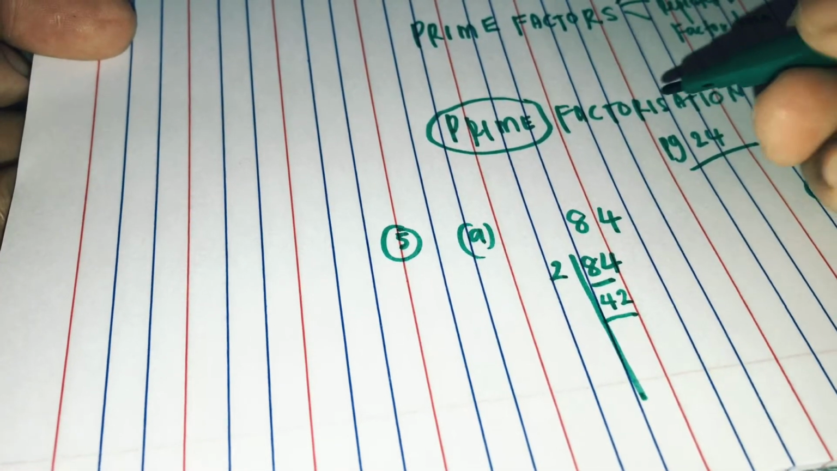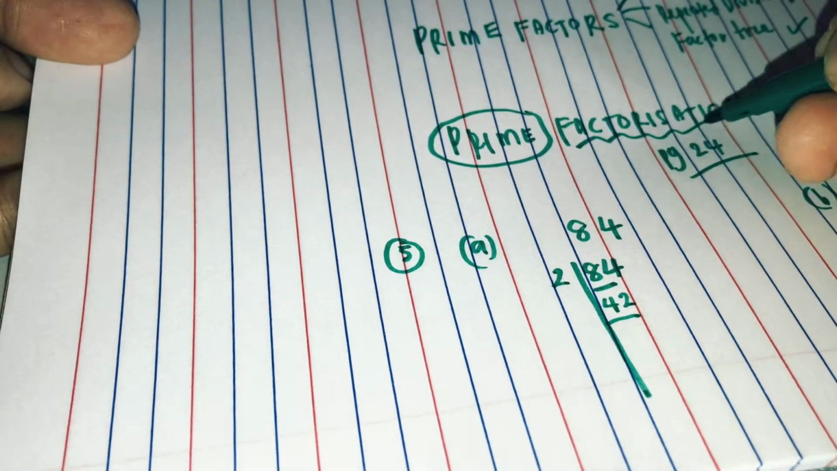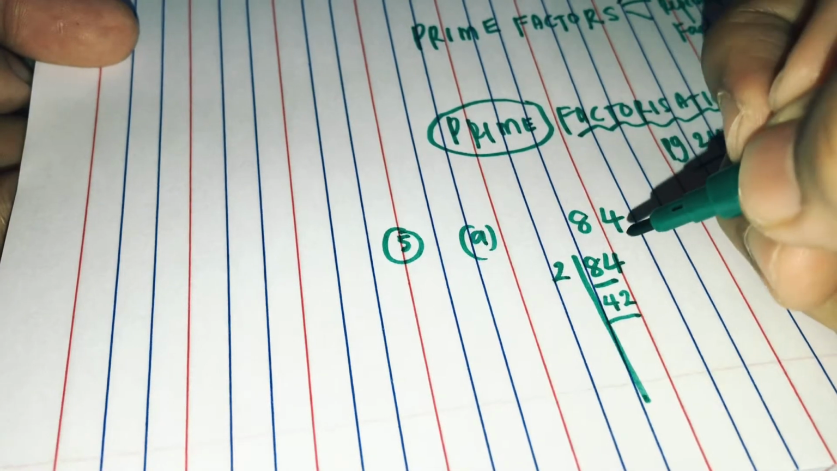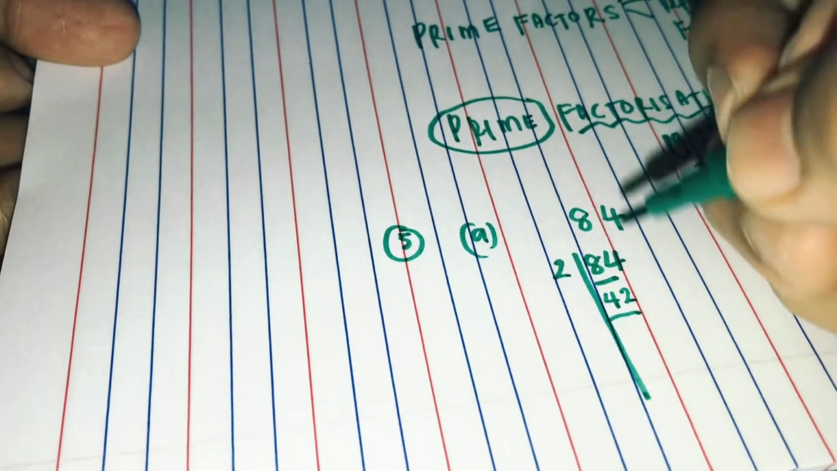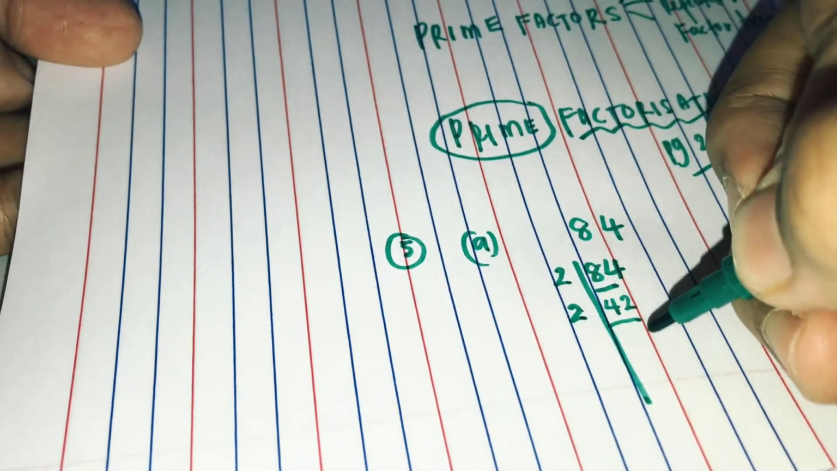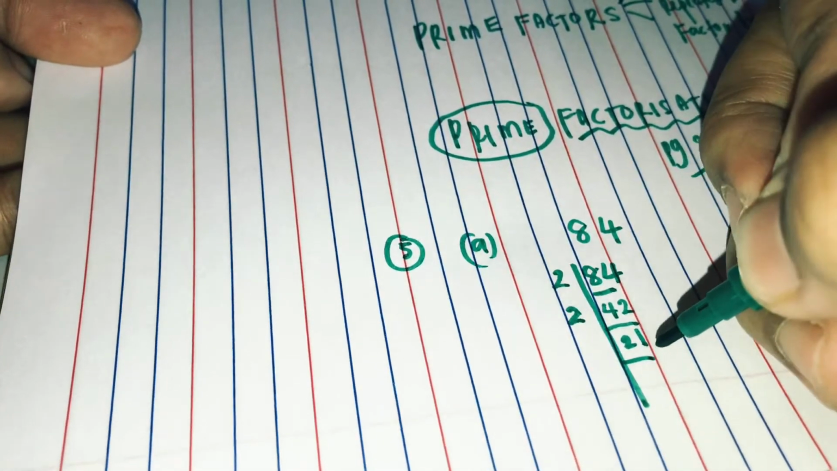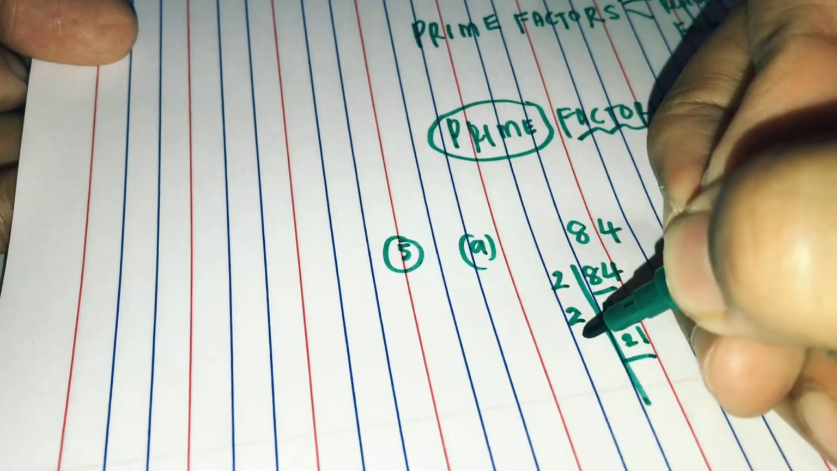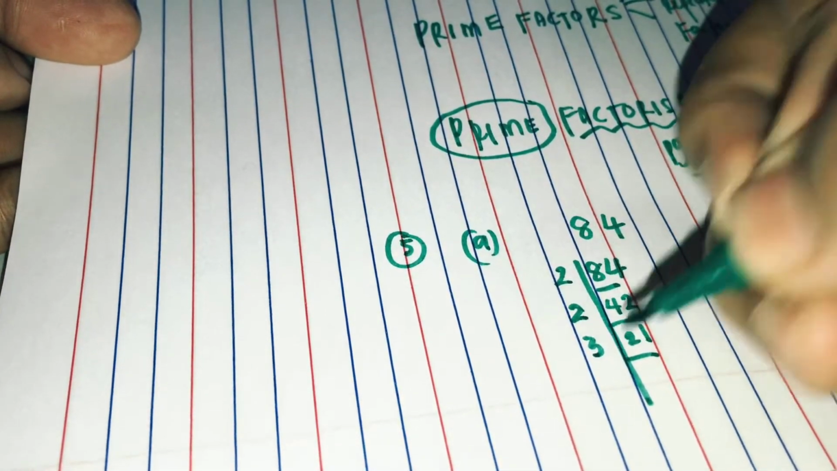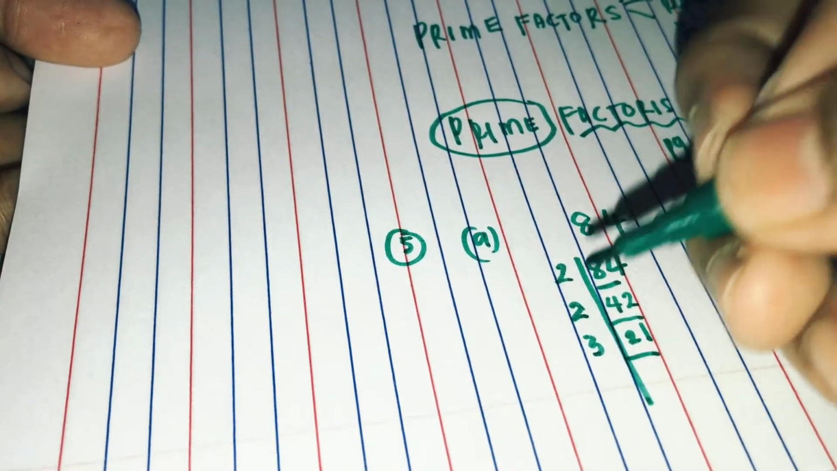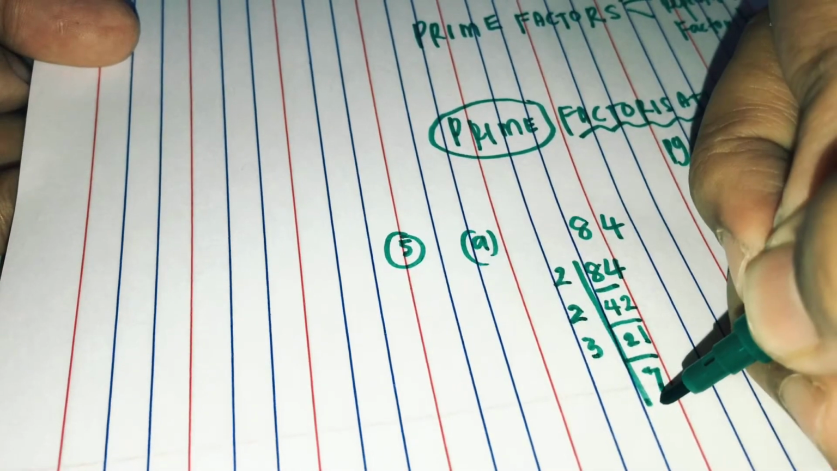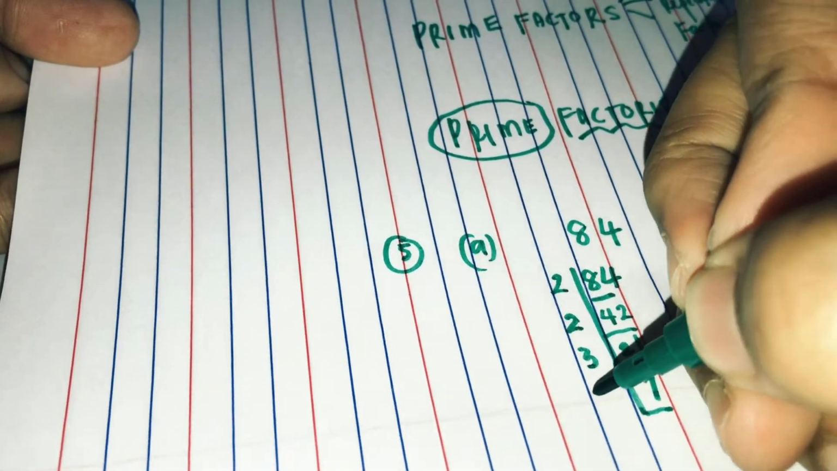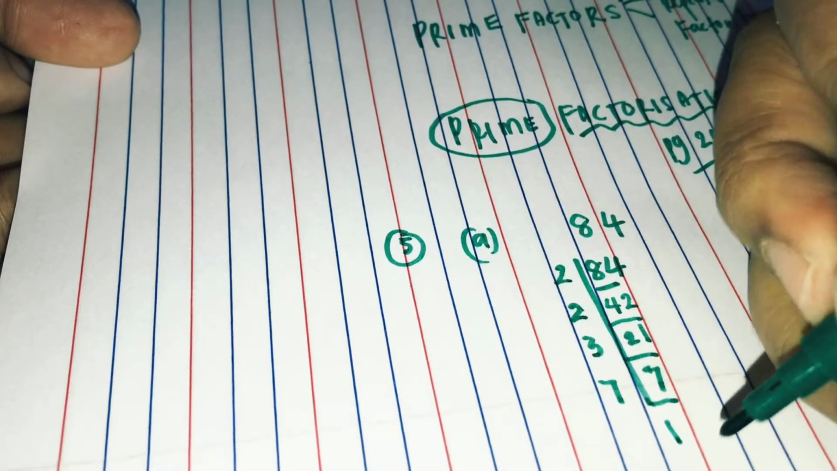But now the question wants to express in the form of prime factorization. 84 divide 2 is 42. 42 divide 2 is 21. Then 21 cannot divide by 2, so you choose 3. If 2 cannot, use 3. 21 divide 3, you get 7. Then you must divide until 1. 7 is a prime number, so 7 divide 7 is 1. Continue until you get 1.